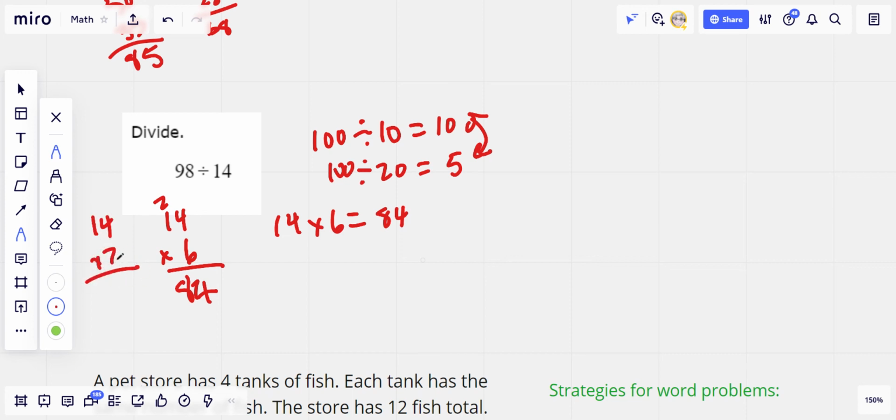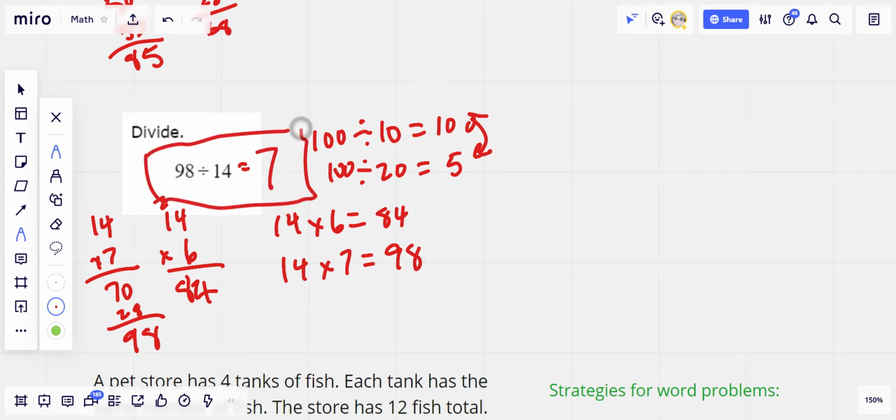So let me do this multiplication the other way. 7 times 10 is 70, and 7 times 4 is 28. And that is 98. So we got really close really quickly. We were just one off. So 14 times 7 is 98. That means 98 divided by 14 is 7. And that is our answer. So that is a little bit of work with an alternate method to do division.